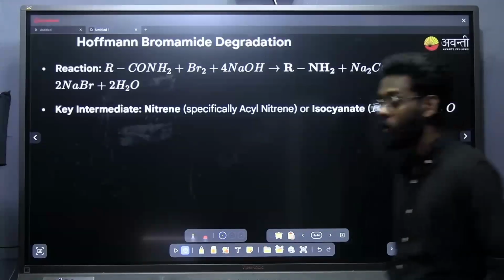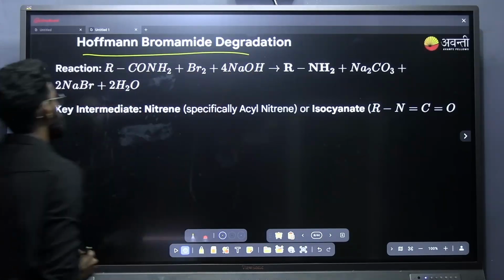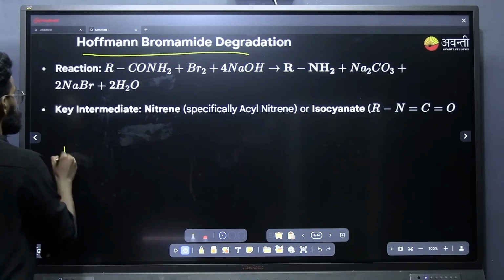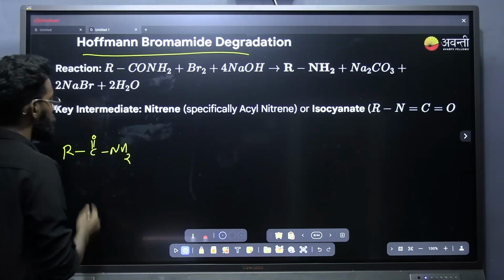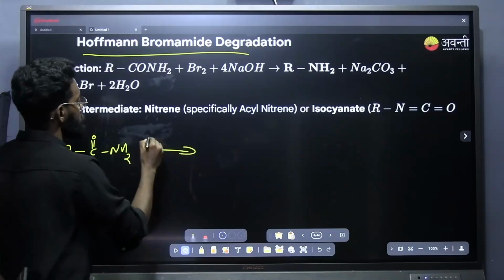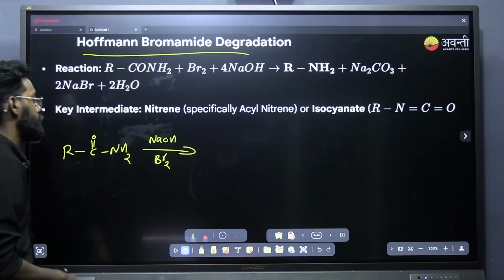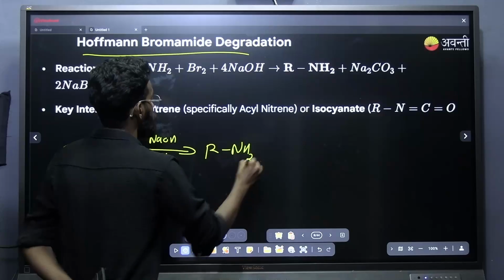Okay, next one is Hofmann bromamide degradation, another important reaction for the preparation of amine. Hofmann bromamide degradation reaction. C double bond O NH2, an amide. We will be getting an amide, and this amide will be treated with NaOH or any base and Br2 and NaOH. What will I be getting? I will be getting an alkene. Sorry, I will be getting an amine with one carbon less.